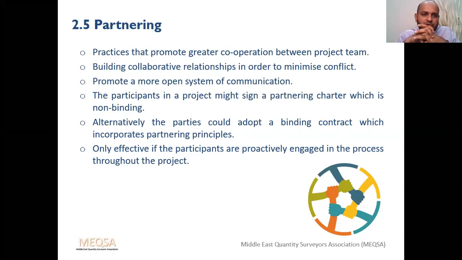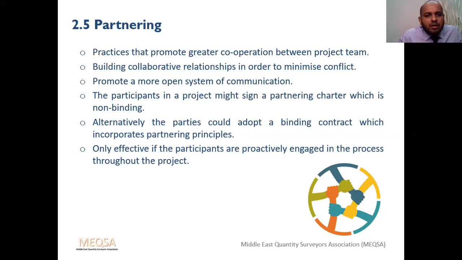The partnering practice promotes great cooperation between the project team. So there will be no separated team, the engineering team, or consultant team, the contractor team, subcontractor team. Everybody has almost similar rights and similar obligations. So each party will be a part of this project rather than each being separate.